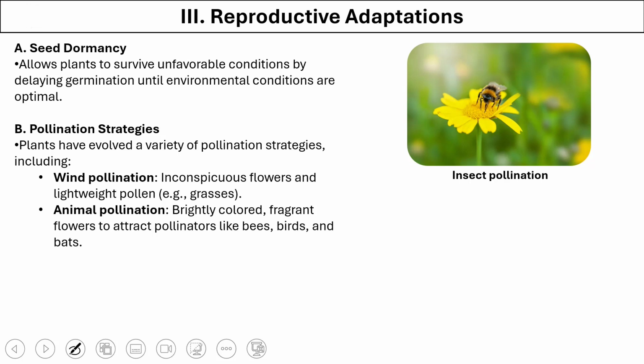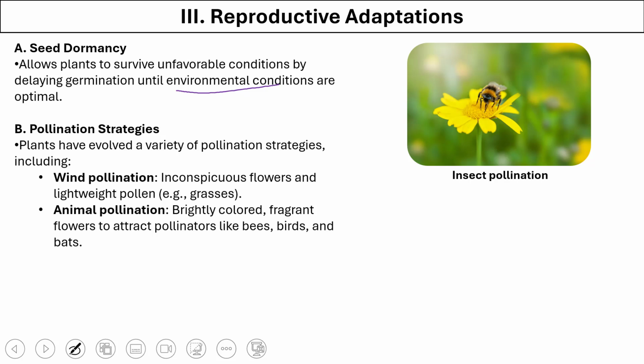The third category of adaptations are related to the reproductive behavior. For example, seed dormancy. Some plants can undergo seed dormancy when they are present in unfavorable conditions. So they want to delay the germination, they want to protect their seed, and they delay the germination until they have favorable environmental conditions.